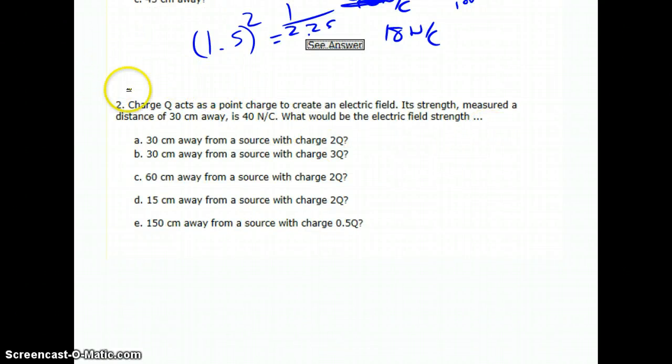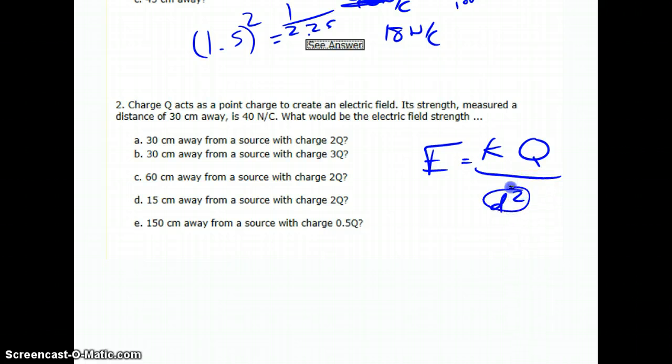Okay, now this time we have the same setup, but now we're not changing the distance, we're changing the charge. So again, the electric field strength is based on K, Q over the distance squared. Now we're not going to change this at all. We're just going to put a different number in front of the Q. So if we double the Q and put a 2 up here, that's the same as multiplying the whole thing by 2. So we're going to go to 80 newtons per coulomb. If we keep it 30 centimeters away and we change it to 3Q, then we put a 3 in front. 3 times 40, that's going to be 120 newtons per coulomb.